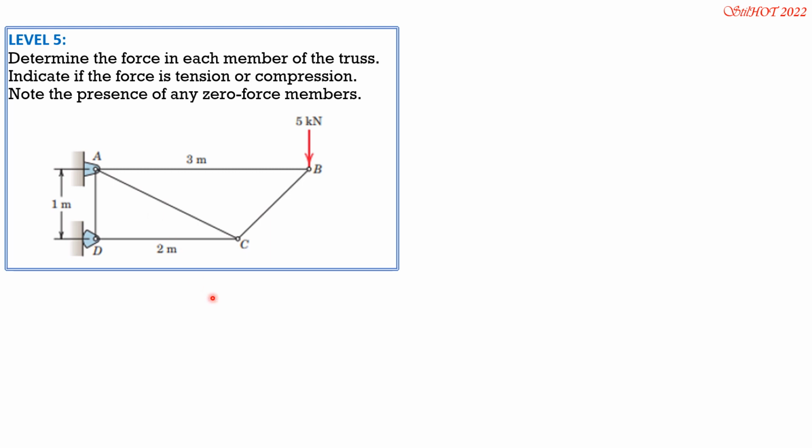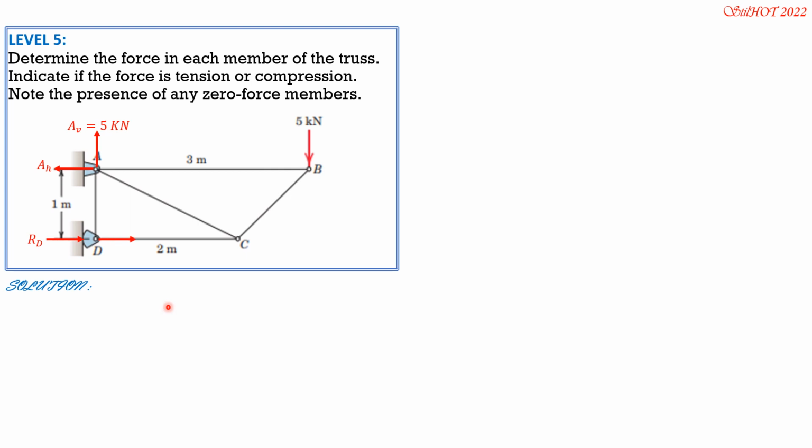So here, we can solve this without solving the reactions, but we need to compute the reactions in order to check our answers later. So we have RD because this is a rocker, and we have EH. RD equals EH by summing up forces horizontal later. So summation forces vertical, considering the whole system, vertical component of reaction at A is 5 kilonewtons. Upward equals downward, so that's obviously 5.